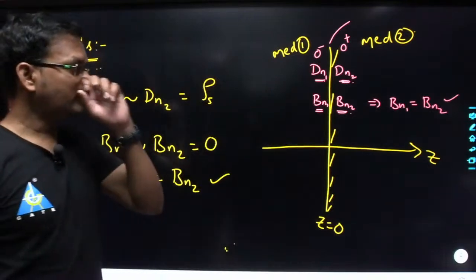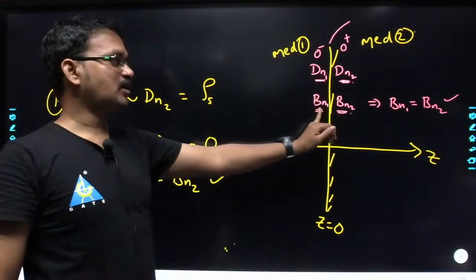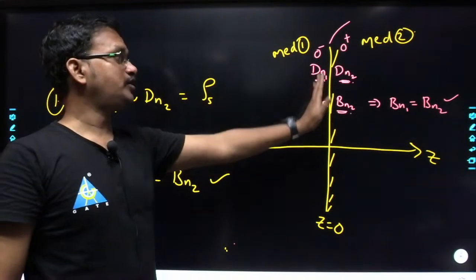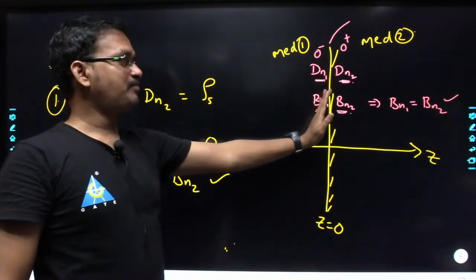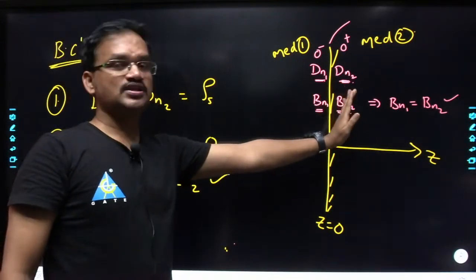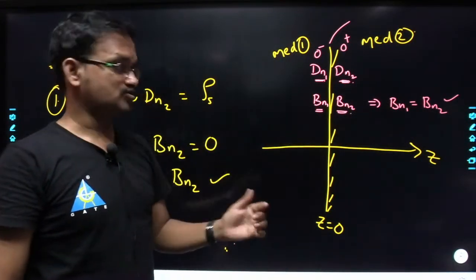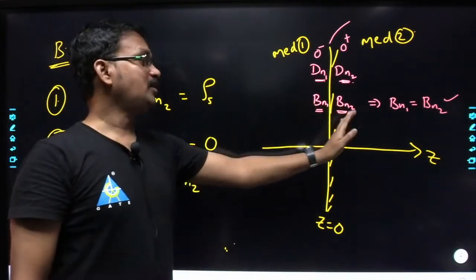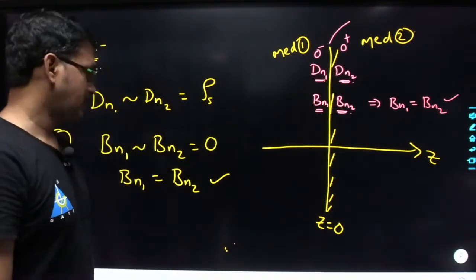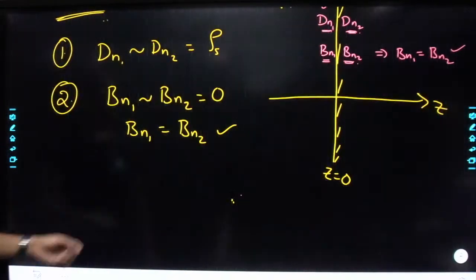Whatever normal component of magnetic flux density you see just before the interface, that is at z equal to 0 minus, the same magnetic flux density you are going to see at z equal to 0 plus also, which means this normal component of magnetic flux density is continuous across the interface. So this is the second boundary condition here.